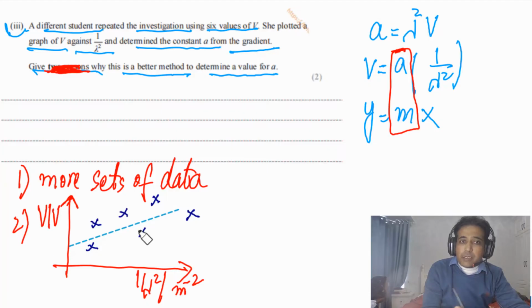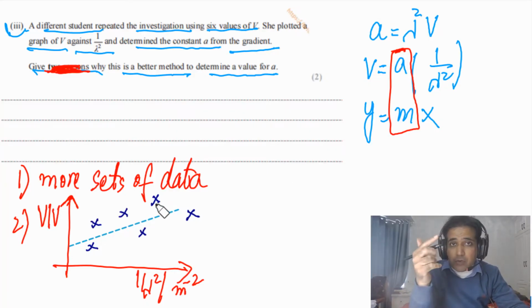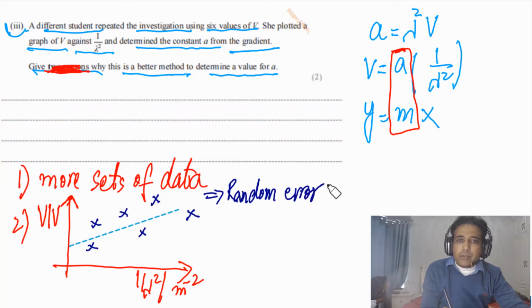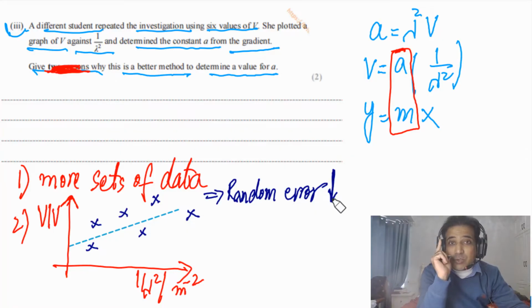And this line is the best fit line. As these points are scattered, they are away from each other. They are telling us there is random error in the measurements. By sketching this best fit line, we have minimized the random error. Beautiful point. So that's the reason we draw the best fit line.